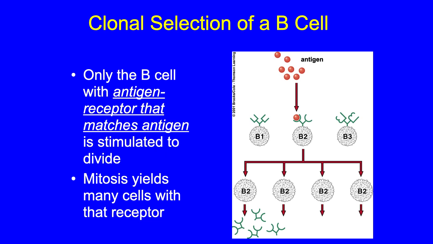Mitosis yields many cells of that receptor. So if you see in this diagram here, you have the square, circle, and triangle-shaped antibodies, B cells 1, 2, and 3. And when the antigen is attached to the specific antibody, or specific B cell that responds to it, mitosis results in many of those B2, but none of the B1 and B3. This allows your body to only produce what it needs, so it doesn't have to go through a bunch of extra work that it doesn't need.